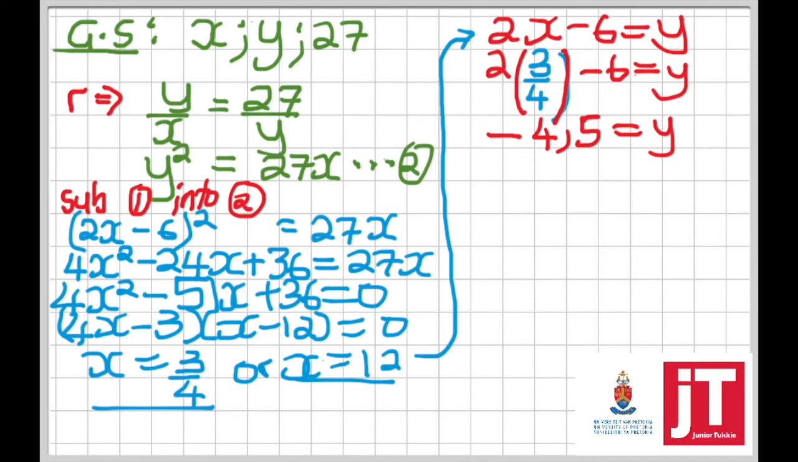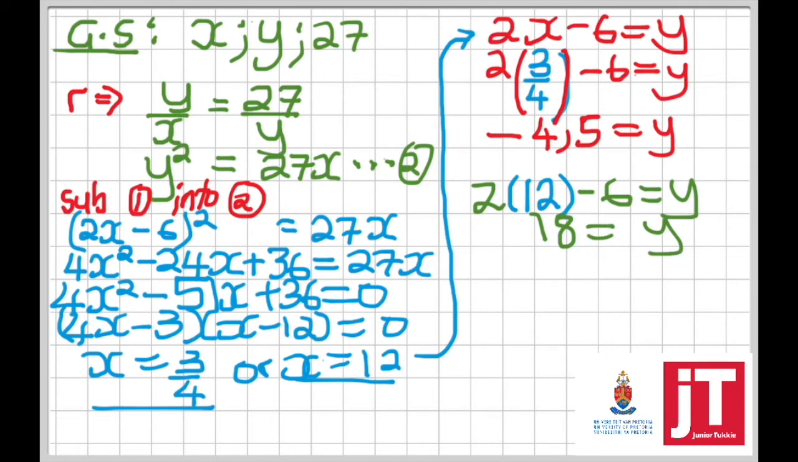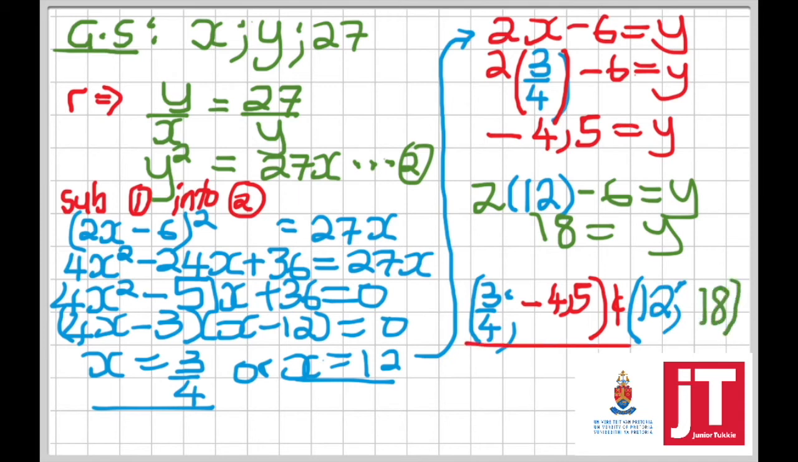through subbing in the corresponding x value of 12. I'll get 2 times 12 minus 6 is equal to y. Then simplifying that, I'm just going to get my y value to be 18. So these are the two possibilities. I'm just going to write it in coordinate form to say when x is 3/4, the y value is negative 4,5. And when x is equal to 12, the corresponding y value is 18.